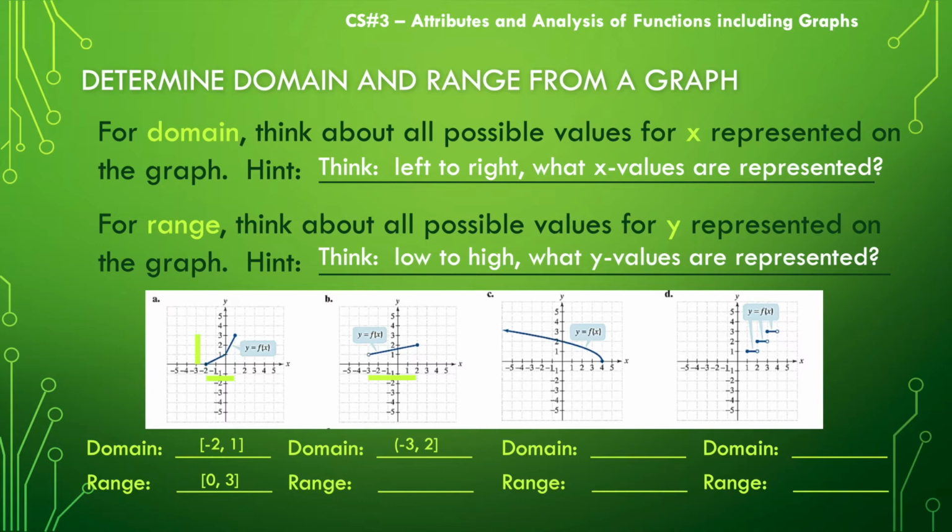And for our range, oh, it's a tiny little thing, goes from 1 to 2, but it doesn't include the 1 because of that open circle.